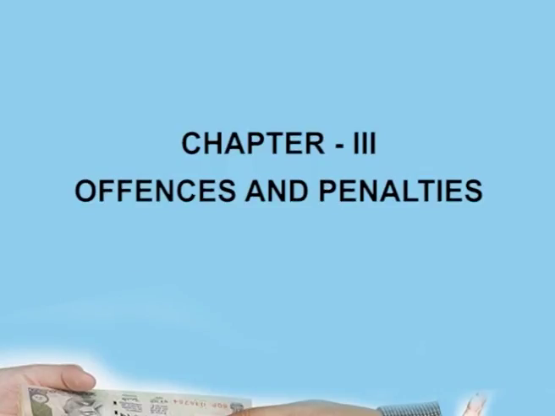Chapter 3, it deals with offences and penalties. This is the most important chapter of the Prevention of Corruption Act 1988. So we will discuss all the sections of this chapter.